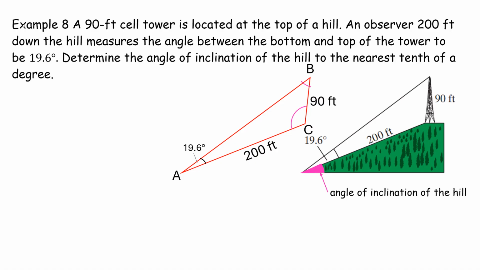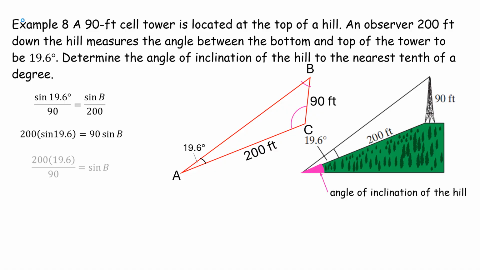So I'm going to say sine 19.6 over 90 is equal to sine B over 200. If you cross multiply, you're going to have 200 times sine 19.6 is equal to 90 times sine B. And then if you divide by 90, you're going to be here. And then the inverse sine of that is going to be angle B.